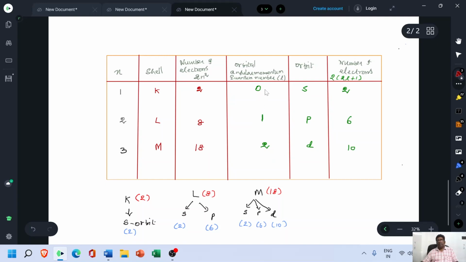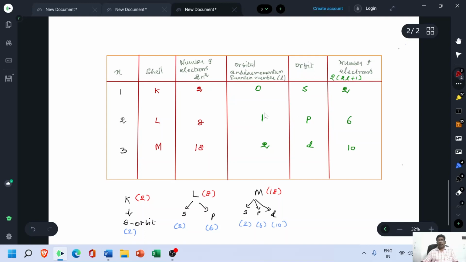Now this table represents the orbital angular momentum quantum number l. Suppose the value of l equal to 0, the orbit is named as s orbit. If l is equal to 1, the orbit is named as p orbit. l equal to 2, the orbit is called d orbit. The total number of electrons in an orbit is given by the formula 2(2l+1). Here l equal to 0 represents the s orbit, so s orbit may have only 2 electrons, because if you put l equal to 0, 2 into (0 plus 1), 1 into 2, that is 2.